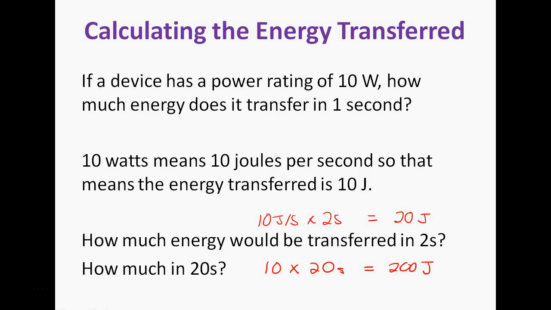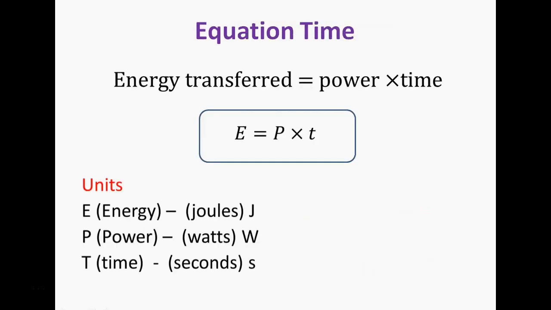And if you manage to do that, then you've already worked out what the next equation is. In order to calculate the energy transferred, we just need to take the power and multiply it by the time. We have to make sure that the time is in SI units of seconds though, so if you have something that's in minutes, be sure to convert it to seconds first.